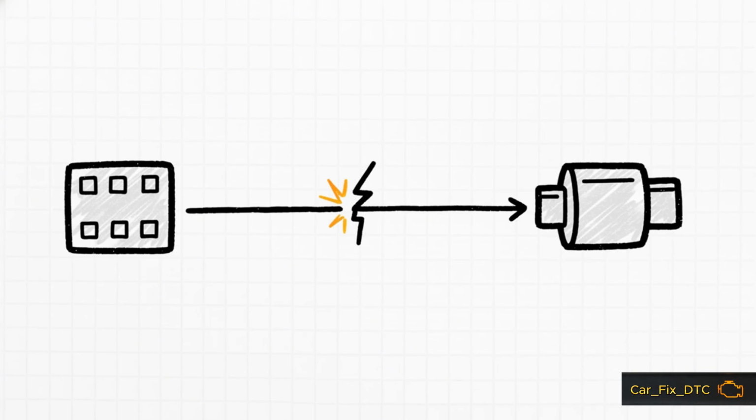Now, I know this sounds a lot like the last one, but listen up because this is a totally different circuit. This is the control circuit. This is the wire the computer uses to give orders to the solenoid.